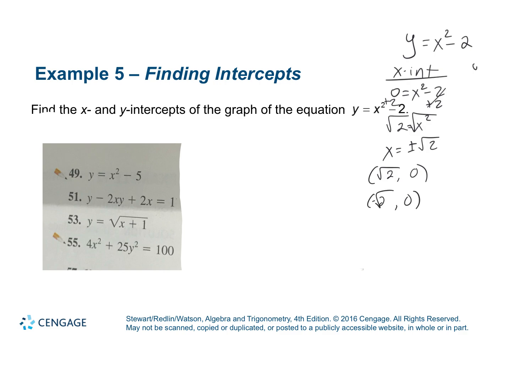Now to find the y-intercept, I will get x equal to 0. So y is equal to 0 minus 2. So we get y is equal to negative 2. So our y-intercept is just 0 comma negative 2. So those technically are your answers.